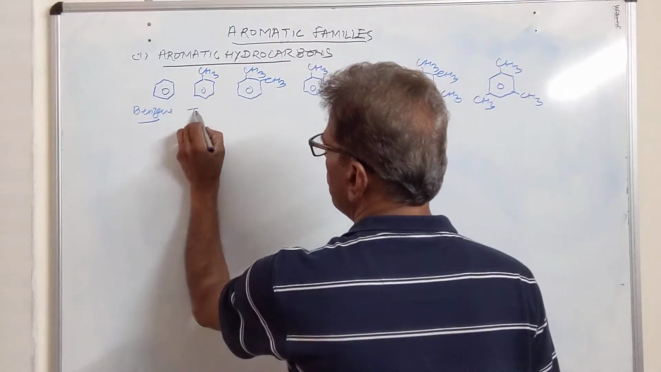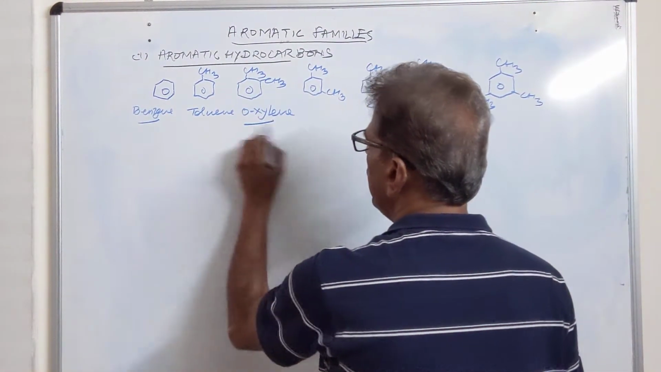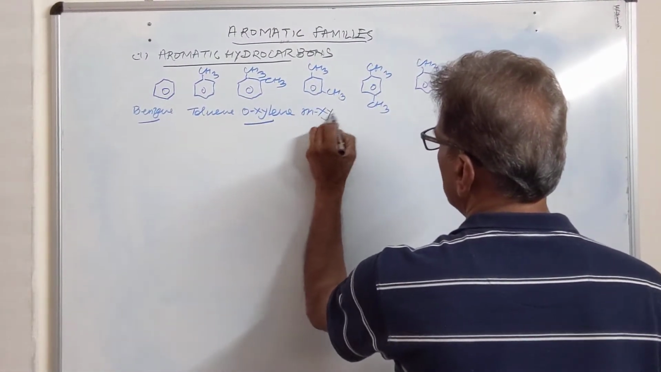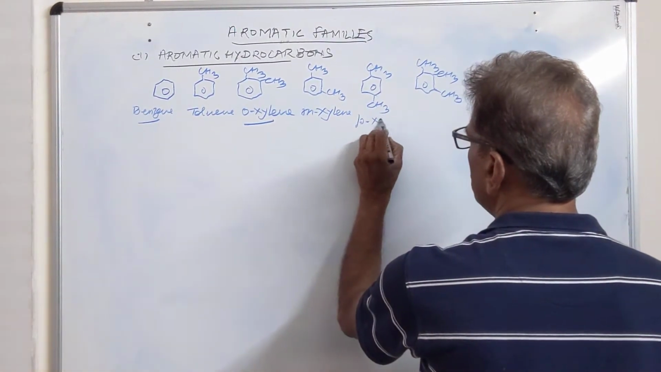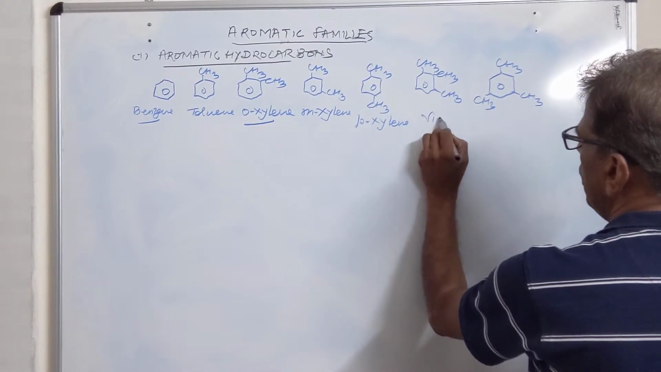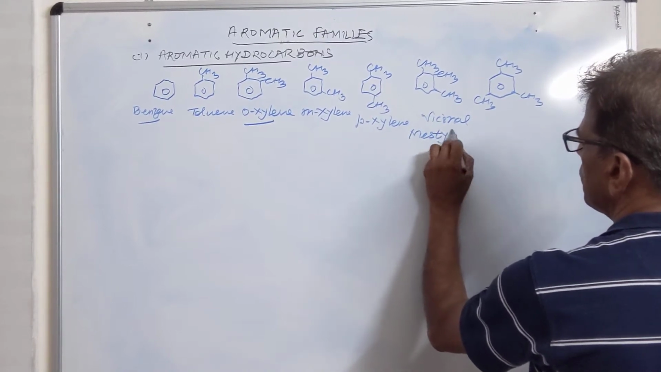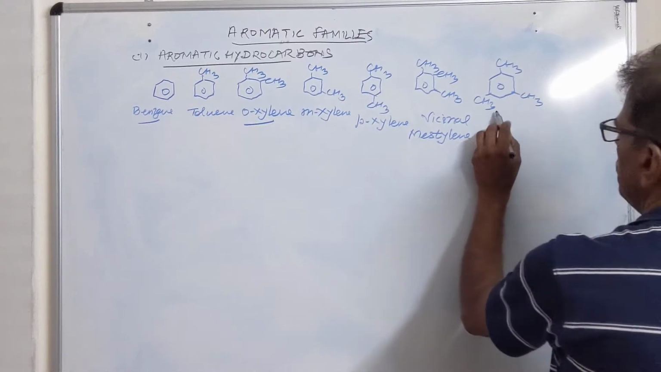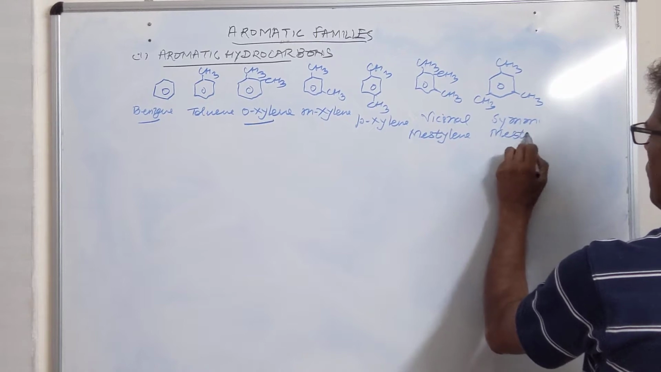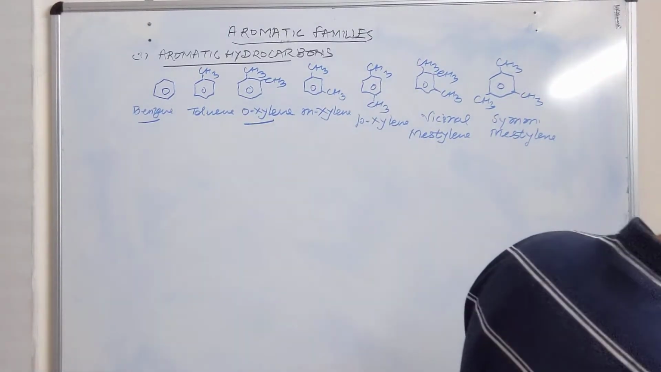Second member is toluene. Then we have orthoxylene, or it is 1,2-dimethylbenzene. Then we have metaxylene, paraxylene. This is vicinal mesylethylene. This is your symmetrical mesylethylene. So these were the mononuclear derivatives.